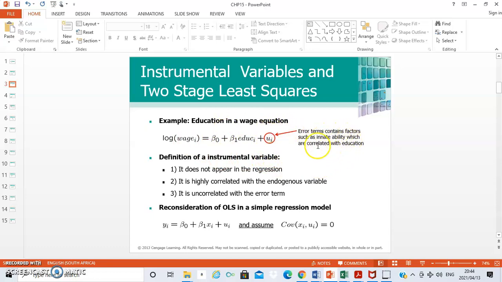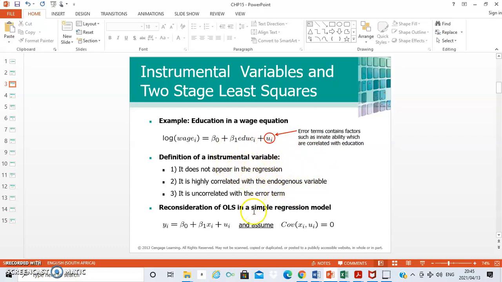So now let us say we have this variable ability. Of course, now we have to look at whether it fits the definition of an instrumental variable. First of all, an instrumental variable must not appear in the regression. It must be highly correlated with the endogenous variable, which is education in this case, and then it must also be uncorrelated with the error term. Once a variable fulfills those criteria, it can be considered an instrumental variable.